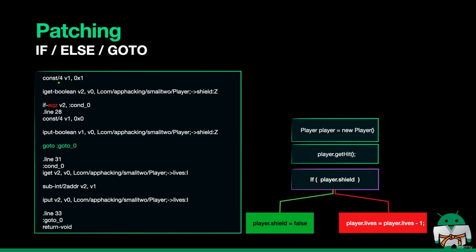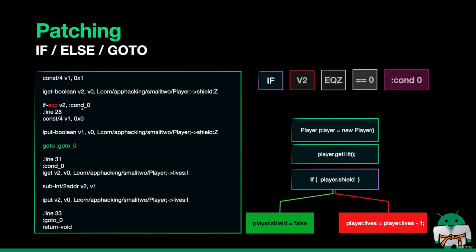So in this line we are having v1 initialized with 0x1. And then we've got an iget-boolean, so we're getting this instance player.shield, which is of type boolean, into v2. And now we've got an if statement. And this if statement is, please read it out loud, if v2 is equals 0, then jump to condition 0. So it looks like this.